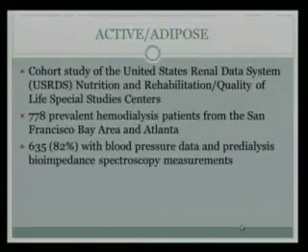Now I'm going to transition into some of the work that I've done, where we actually use BIS to answer a couple of questions. The cohort that I use is called the ACTIVE ADIPOSE cohort. It was a special study of the USRDS. We had 778 prevalent hemodialysis patients from San Francisco and Atlanta, and we used blood pressure and pre-dialysis bioimpedance spectroscopy measurements to answer a couple of questions.